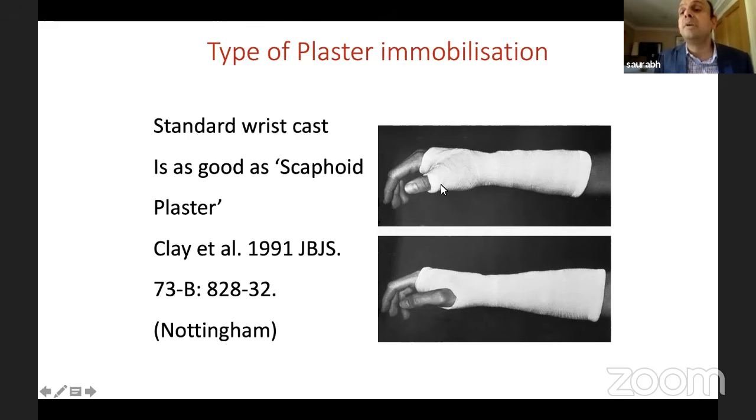Of course, for some reason, in a proximal pole, if you manage it non-operatively, remember all proximal poles should be treated surgically, but let's say patient doesn't want it or medical issues, then yes, you can give a scaphoid cast. Otherwise, there's no role of scaphoid cast.